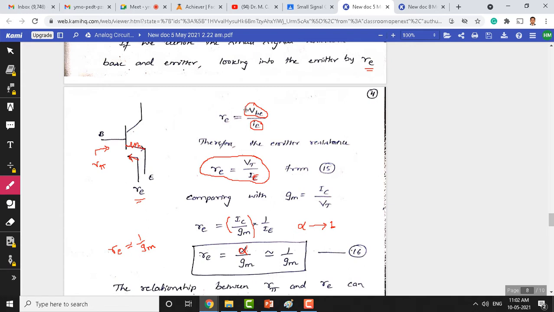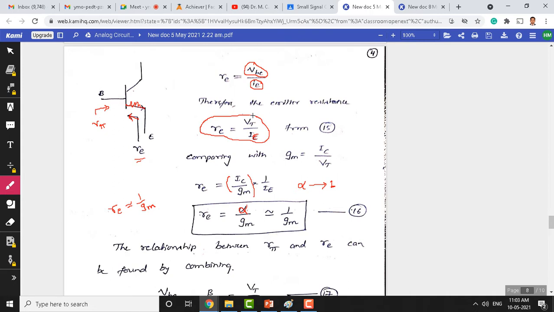It's a ratio of base emitter voltage, AC base emitter voltage, to the emitter current, AC emitter current here. That is the definition for Re. Later we have different versions for this emitter resistance. We have it in terms of thermal voltage, which is Re is equal to Vt by capital I.